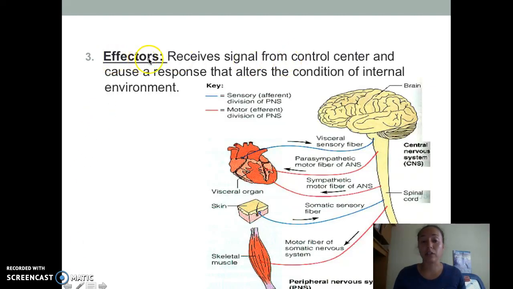So your effector will receive signals from the control center and cause a response that alters the condition of the internal environment. So this is like your worker. This is what's actually going to get the work done that the control center has sent that information to you.